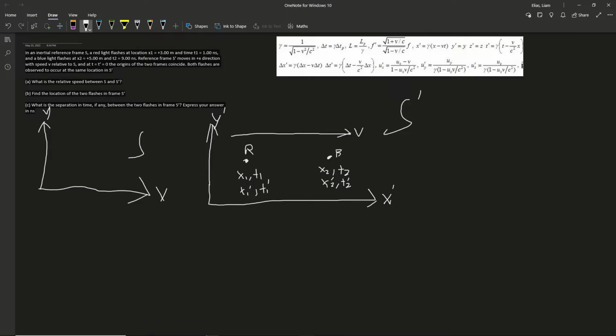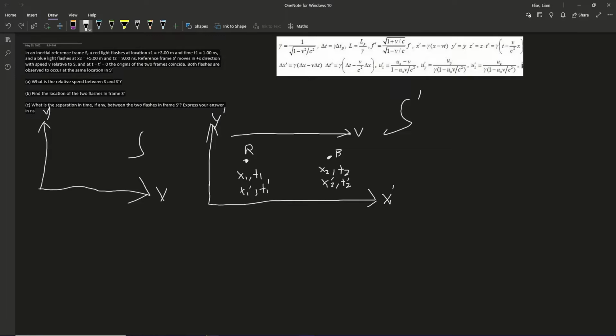So we have two events happening. We know where they happen and at what times in frame S. There are a few steps to this question. First is just to figure out how fast frame S prime is moving, but then the rest of the question deals with finding out information about where and when these events occur in S prime. To start off, I have a few different Lorentz transformations up here, and we're going to be using this equation for the first part of the question.